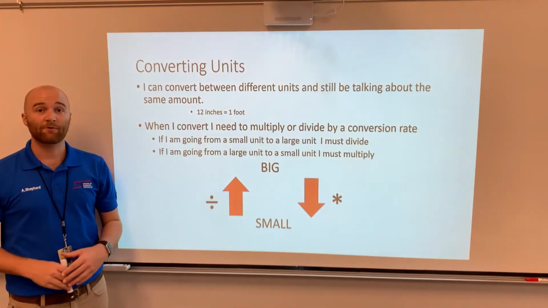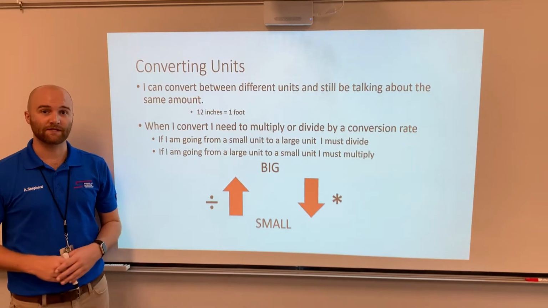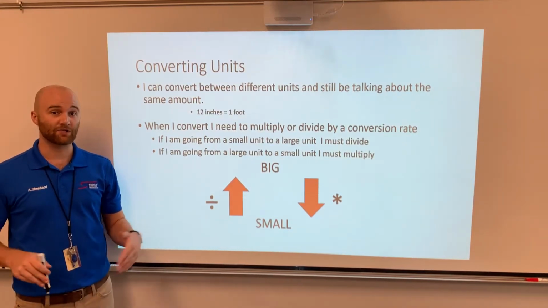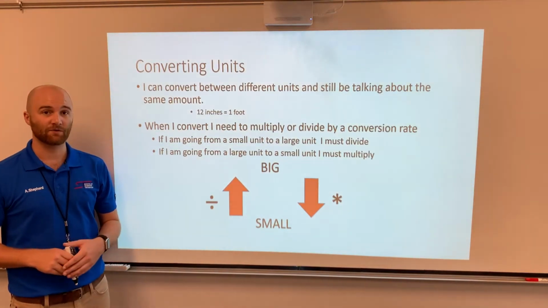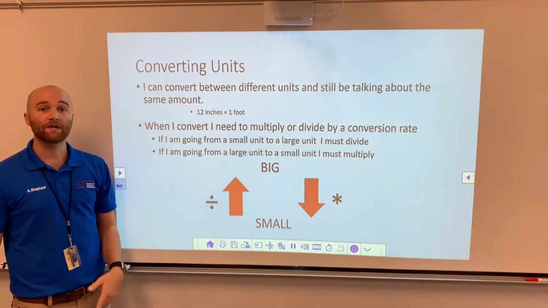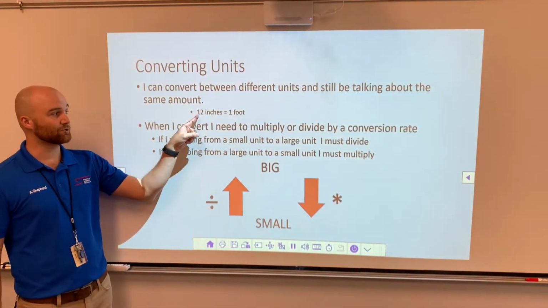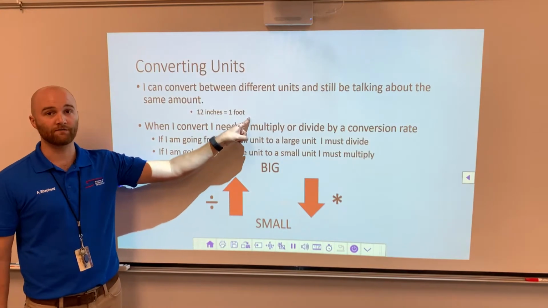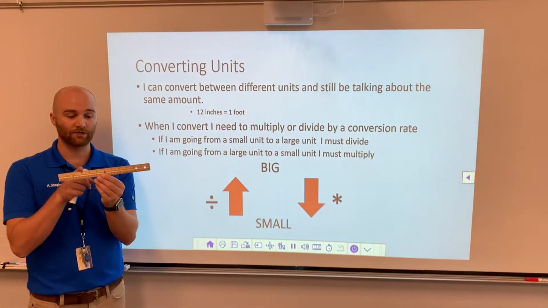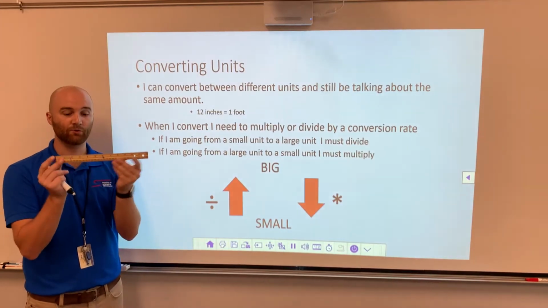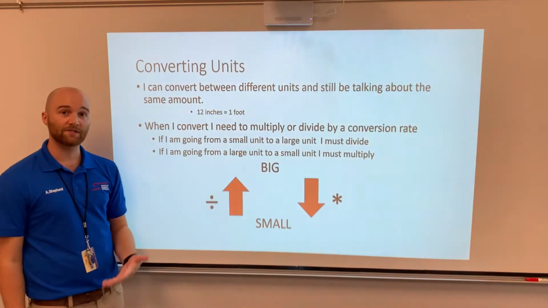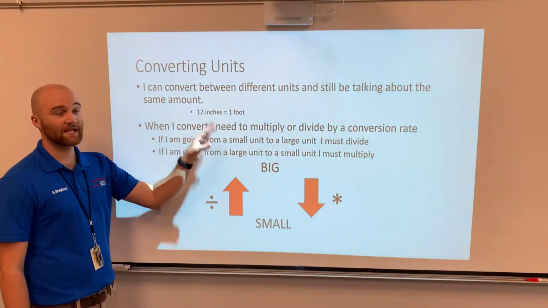Today we're going to be talking about how we can convert between different units, how we can change something and still have its same value. We can change the name of it and still have the same value. For example, if I wanted to change 12 inches into feet, we can use our conversion rules to change 12 inches into 1 foot. It's still talking about the same amount. If I were to look at a ruler, there are 12 inches in here, but the ruler as a whole is also 1 foot. It's still the same value, the same amount, it's just changed its name.